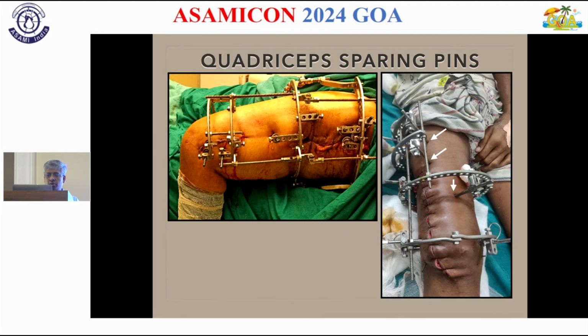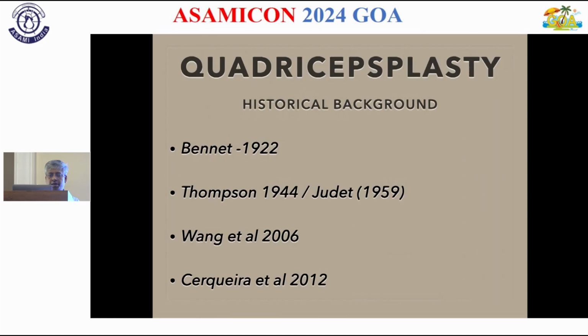You can see here 2 examples. One should avoid anterolateral and anteromedial half pins in distal fragments. Otherwise, the patient will surely have knee stiffness. Your pin configuration should be such that the patient gains at least knee motion to 90 degrees. And these are different quadriceps plasties suggested by Bennett, Thompson, Judet, Wang, and Cerqueira from Brazil. I'll be talking about the last one.